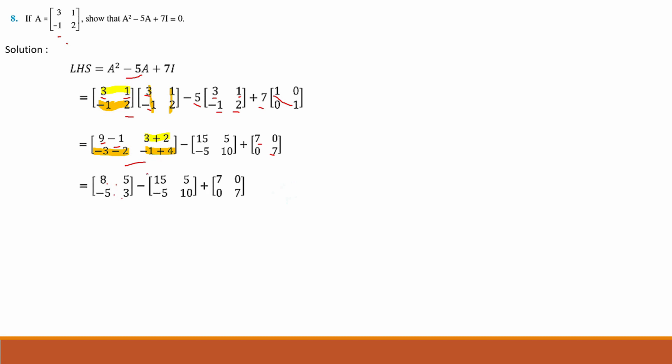अब हमें सारे corresponding elements को add and subtract करना है, which is 8 minus 15 plus 7, 5 minus 5 plus 0, minus 5 plus 5 plus 0, 3 minus 10 plus 7. So that means 8 plus 7 it is 15 and 15 minus 15 is 0. 5 minus 5 is 0. Again minus 5 plus 5 is 0. 3 minus 10 is minus 7. Minus 7 plus 7 is 0.